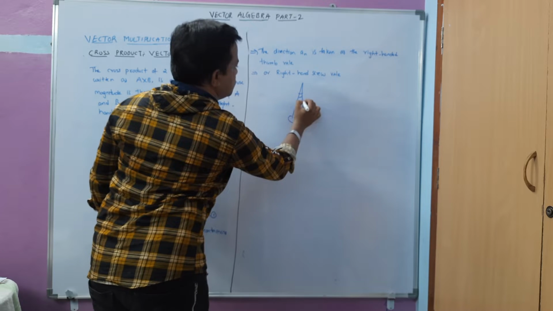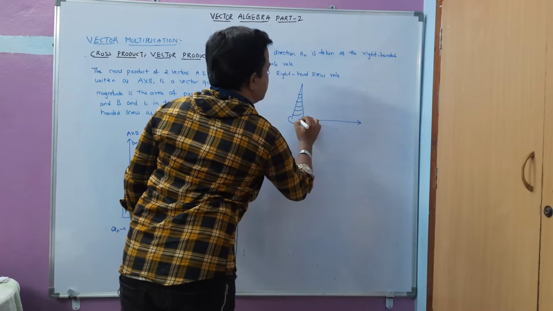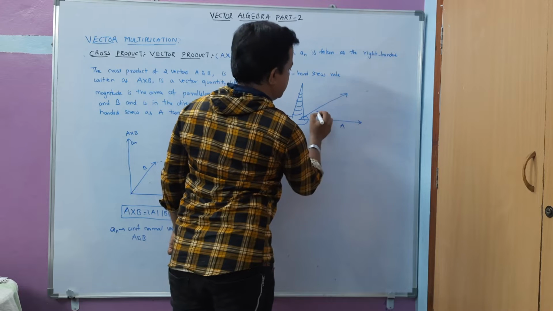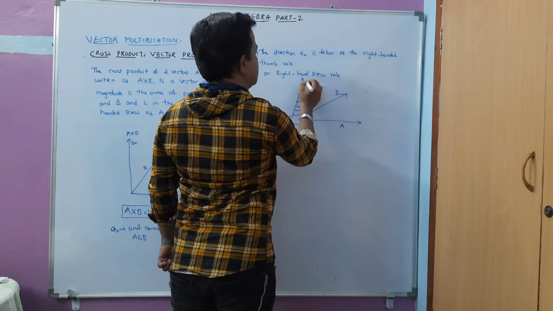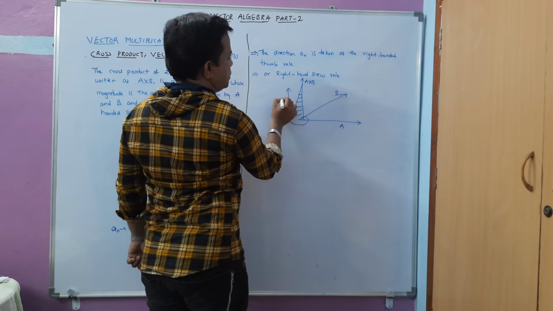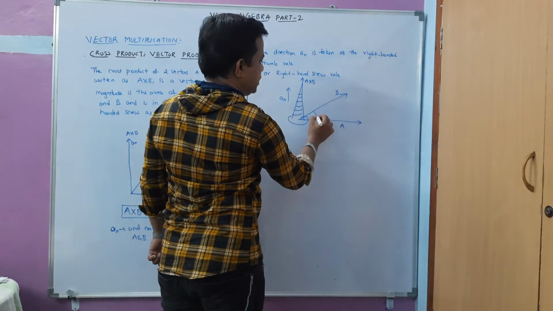So this is the screw here. This is a vector A and this is a vector B, and this is the A cross B, and the unit normal vector will be always perpendicular to the plane containing A and B, and this is the angle between.